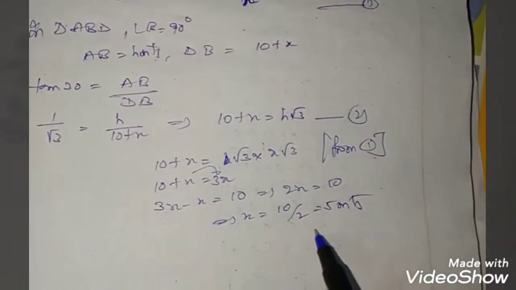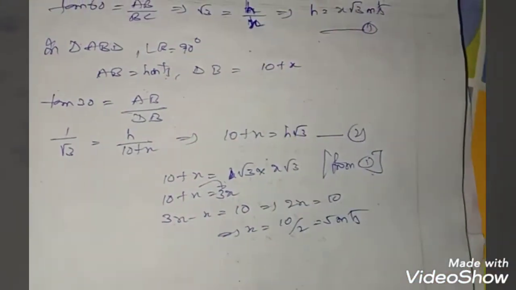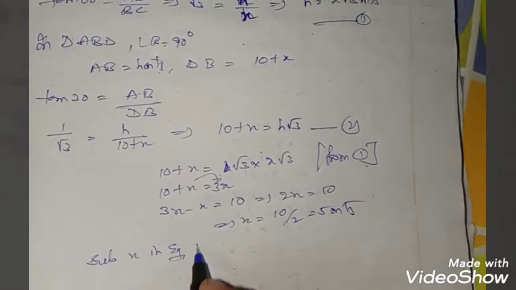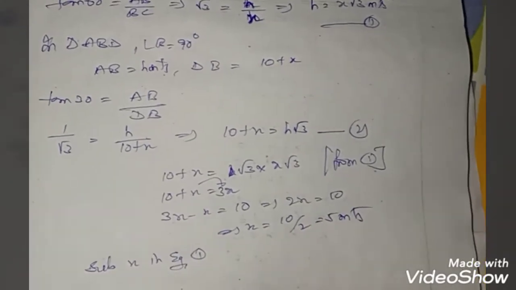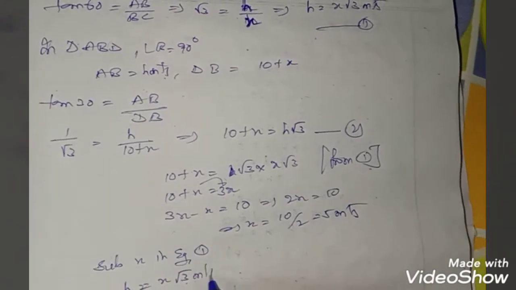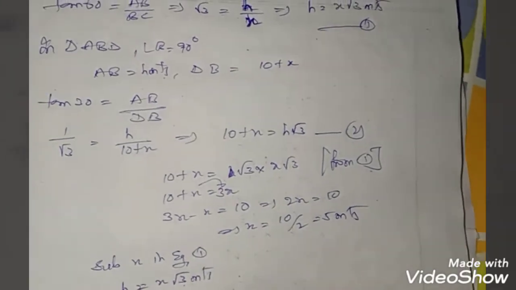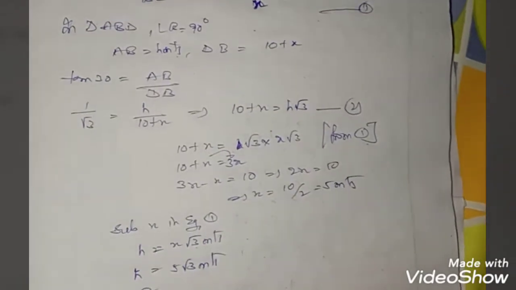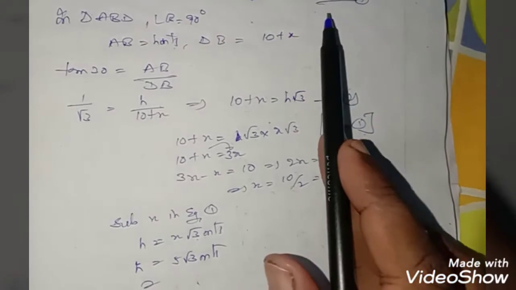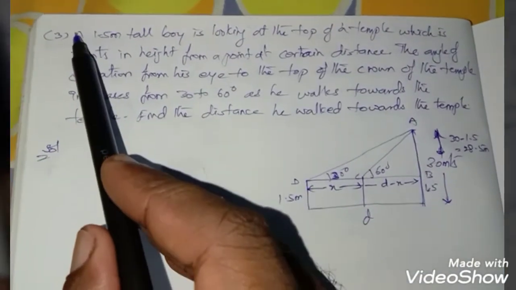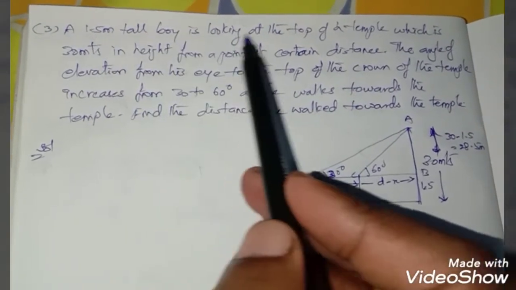So after getting the value of x, substitute in your first equation. Now substitute x in equation number 1, so that I will get the value of h. So h is equal to x root 3 meters. In the place of x, I am substituting 5, that is 5 root 3 meters. So like this, you are finding the height of the tower and width of the road.